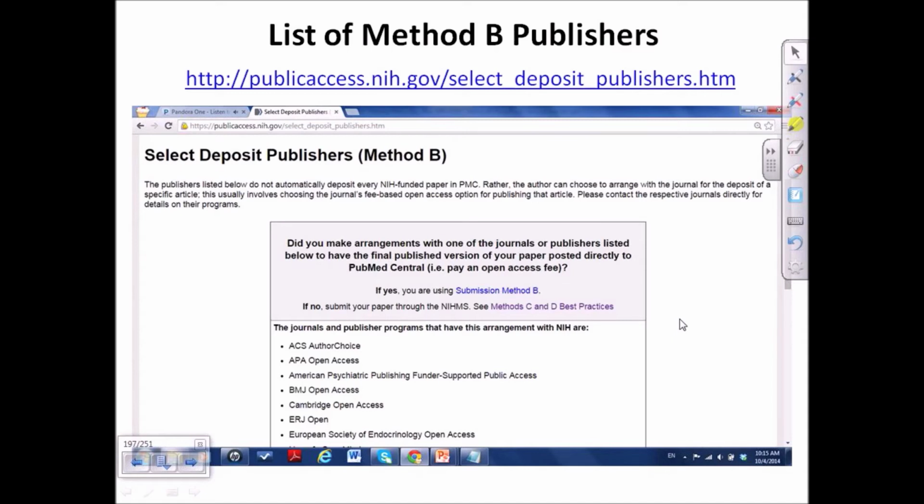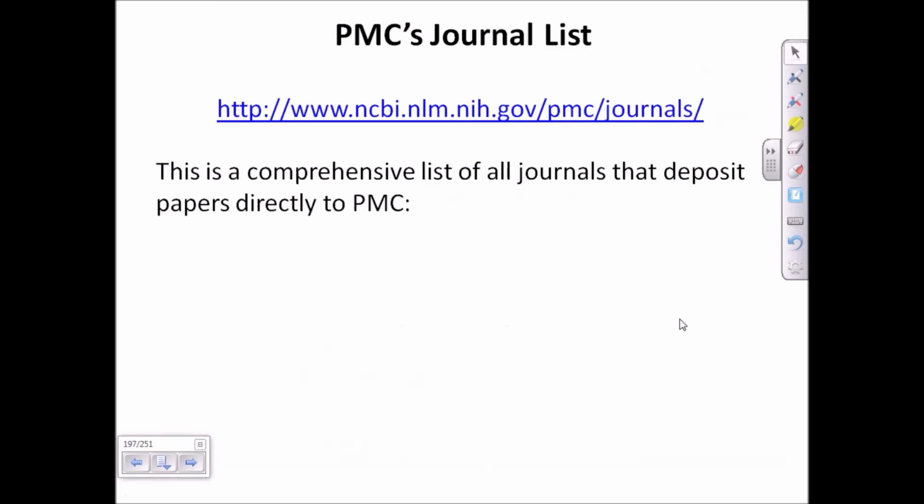The next link here is a list of all Method B publishers, not journals, publishers. So instead of giving you a list of Method B journals, they give you a list of Method B publishers. That's why I said you need to go to the website and find out who the publisher is. These are all what are called select deposit. That means that they do participate in PubMed Central. They do send the papers in, but only on a select basis because they're waiting for you to pay the open access fee before they do it.